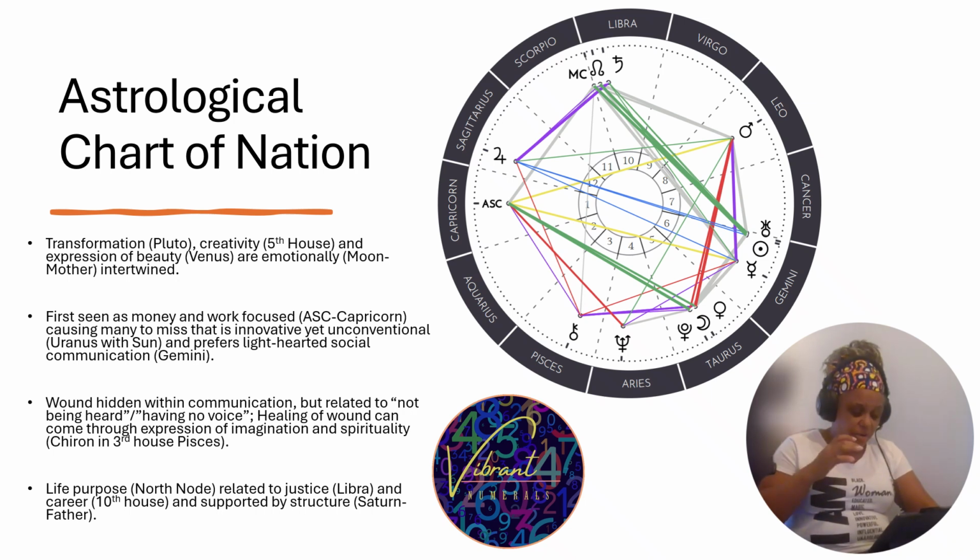So Saturn, that structure, that father energy, is supporting that life purpose, and wanting to have that feeling of fairness and justice for the African American nation. So those are the vibrations that I really look at, either with or before I'm really digging deep into the numerology.